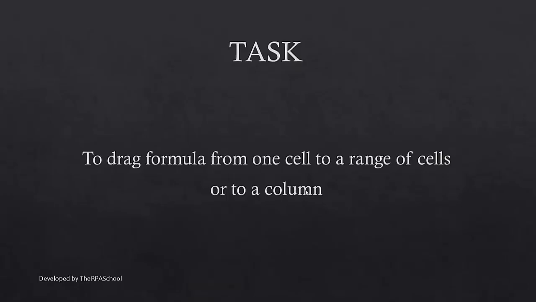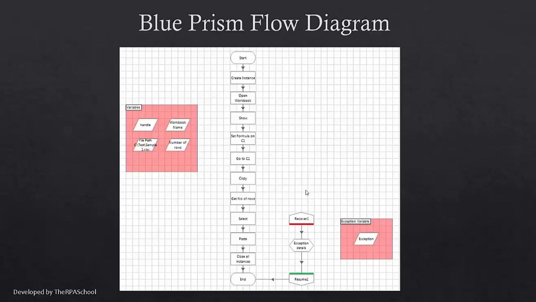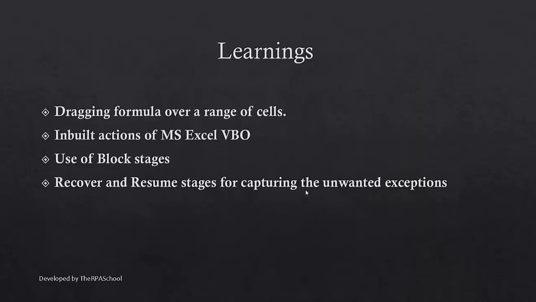So this was the task which we have performed today. This was the Blue Prism flow diagram which we have used. And what are the learnings from this? Today we learned how we can drag a formula over a range of cells. We have used the inbuilt actions of the MS Excel VBO. We have used the block stages and we have used the recover resume stages for capturing the unwanted exceptions.